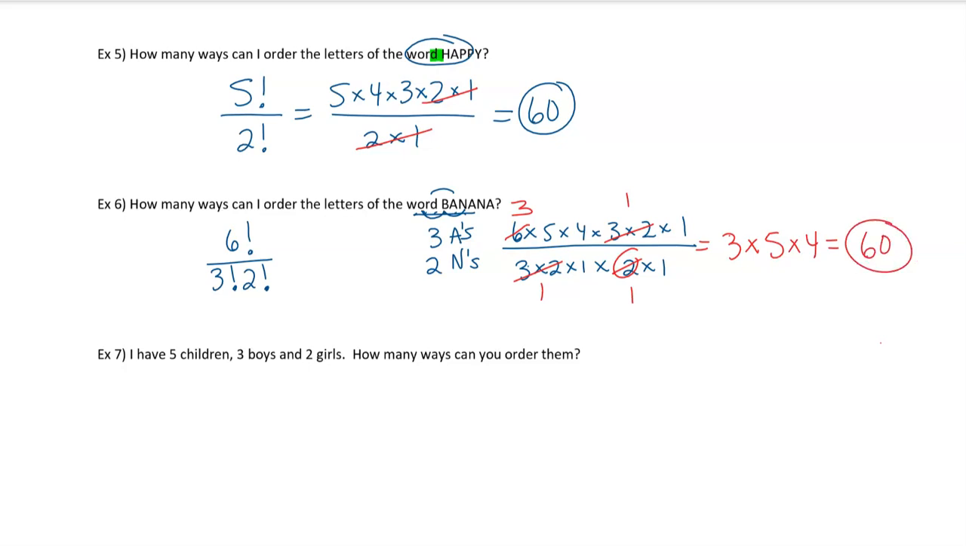We have 60 ways to order the letters of the word banana, and 60 ways to order the letters of the word happy. How many ways could you organize the letters of the word mom? It would be 3 factorial because there are 3 letters, and there are 2 M's, so it would be 3 factorial divided by 2 factorial, which would just be 3.